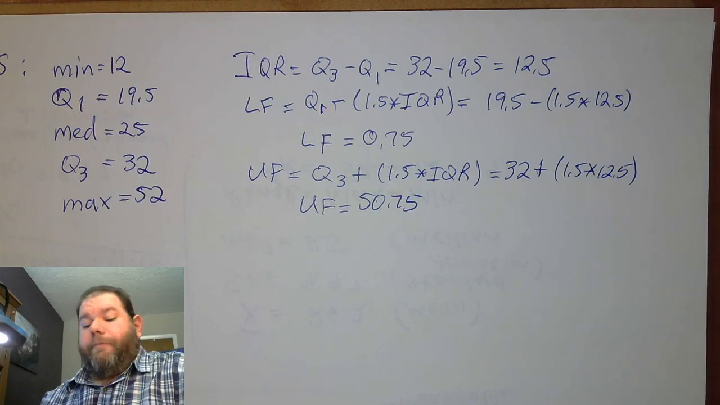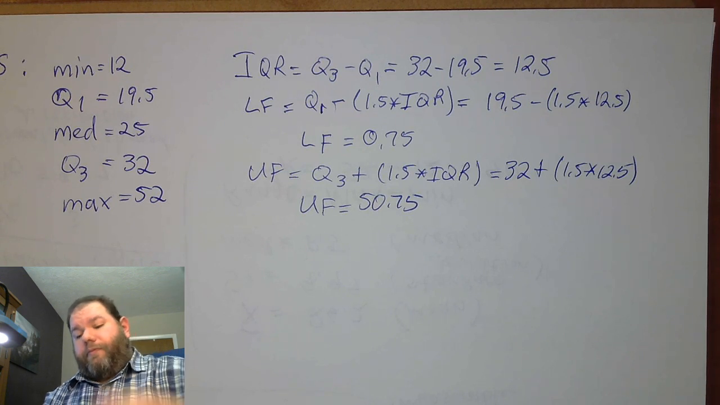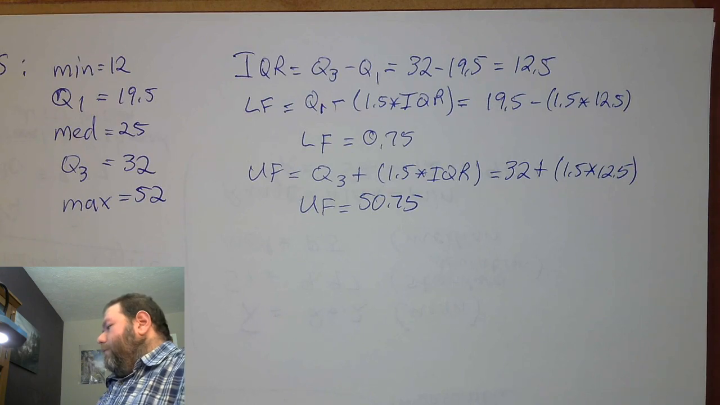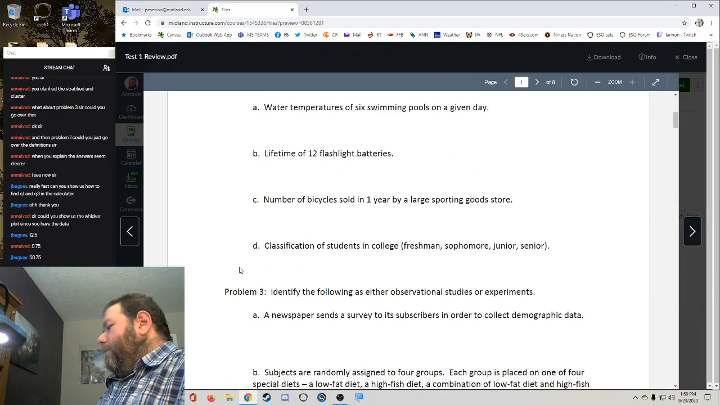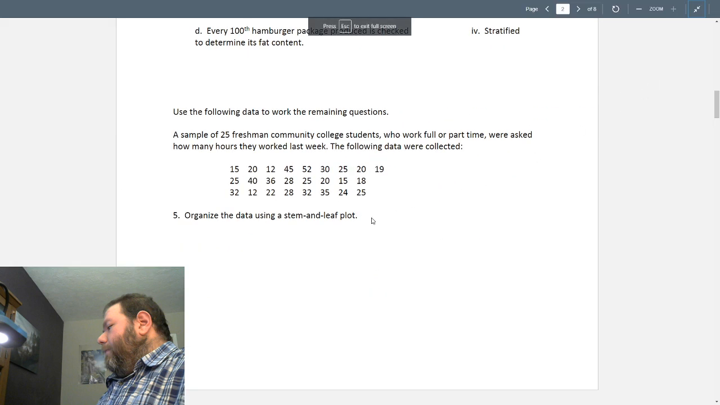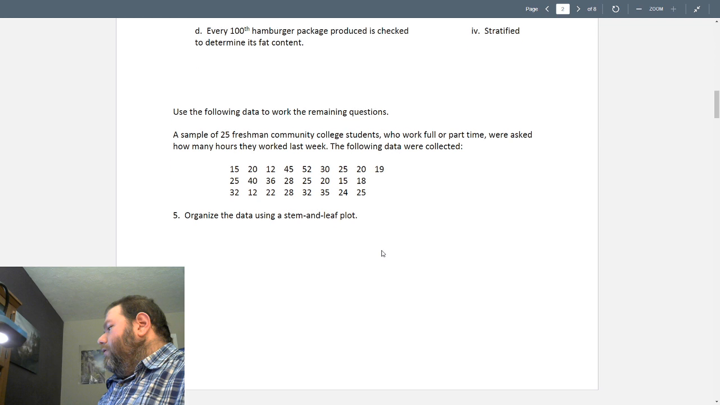Now, we have to look at whether or not there's any outliers here. So if we go to our data set, and let me just bring that up. Here's our data set right here. And actually, it's a little bit easier if you use your stem and leaf plot once you have that.